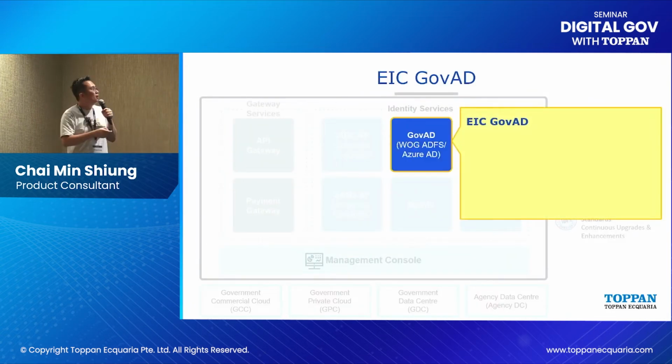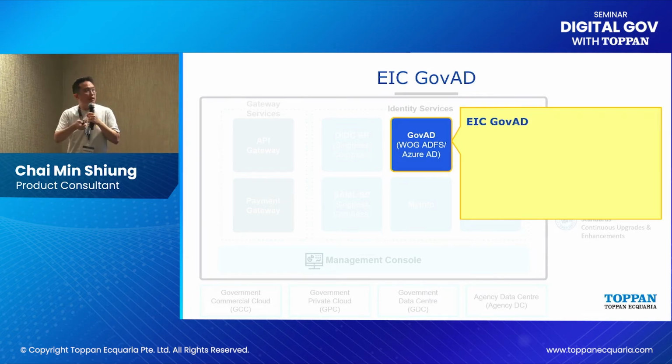Okay, so the focus for today. Today I'm going to talk more about two services that we have beefed up as part of our suite of identity services. One of them is the EIC GovAD. EIC GovAD helps your users to authenticate with your WOG-AD, or your whole of government AD. The user accounts are all centrally managed by your WOG-AD.